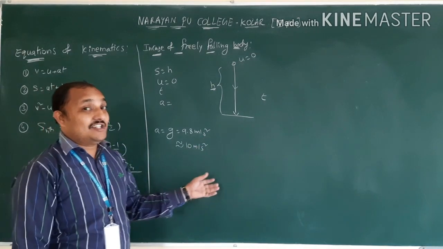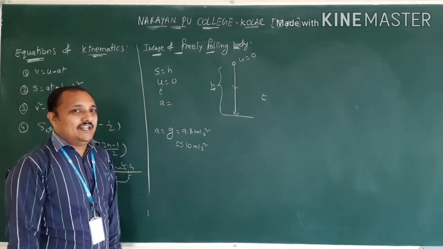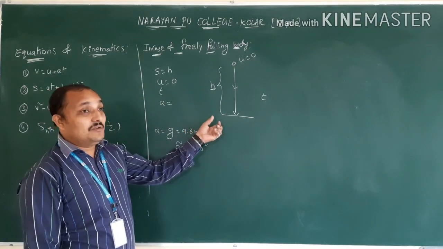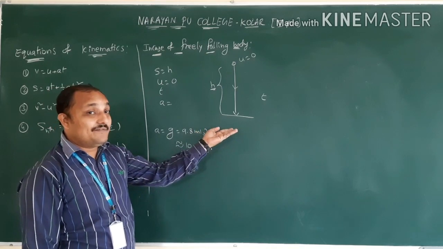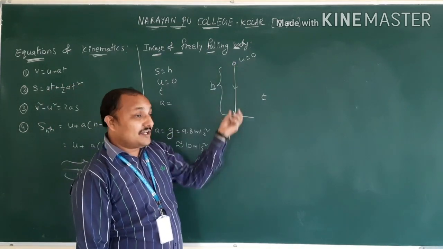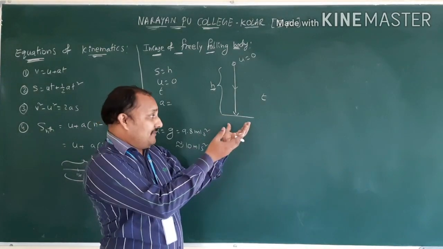So, acceleration due to gravity. Define acceleration due to gravity. In the name only it is there. Acceleration produced due to gravitational force or gravitational pull of the earth. Why is this object coming downwards? It means the earth is pulling the object with some acceleration.